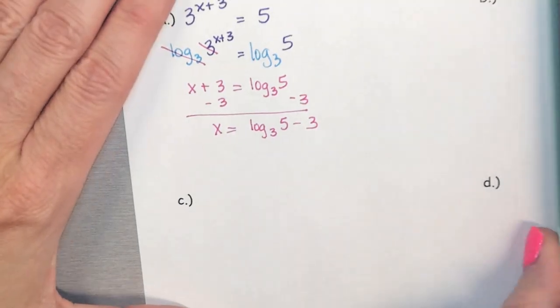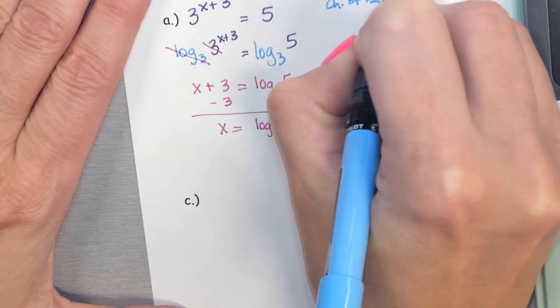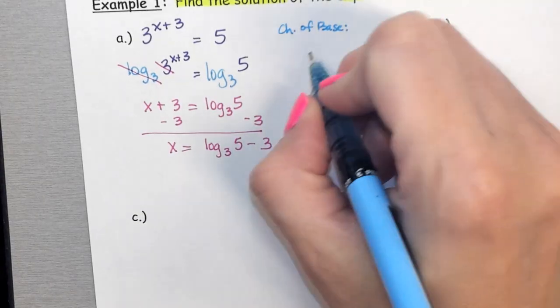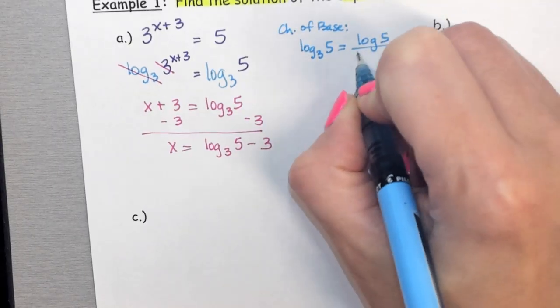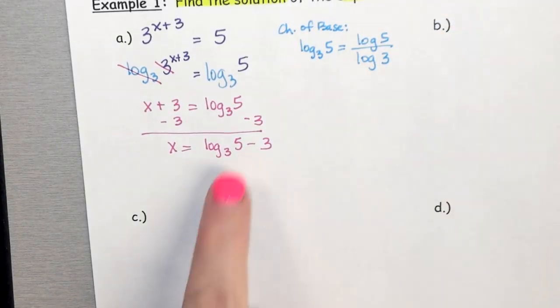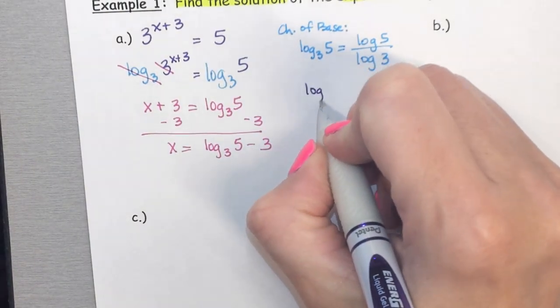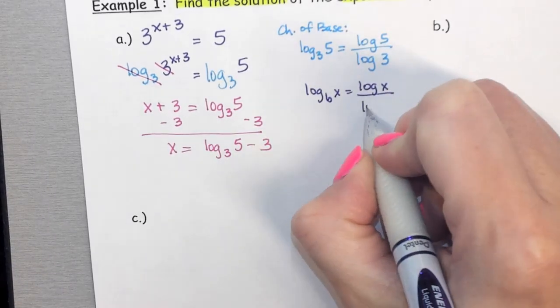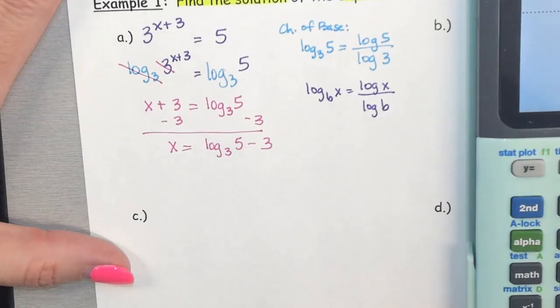Okay, and then if you need to do the change of base, because some calculators don't have that, if you have log base 3 of 5, that means you would do the log of 5 divided by the log of 3. That's how you would input that in your calculator, and then you would subtract 3. So the change of base is always your log divided by the log of the base. And you can just use your common log for that.